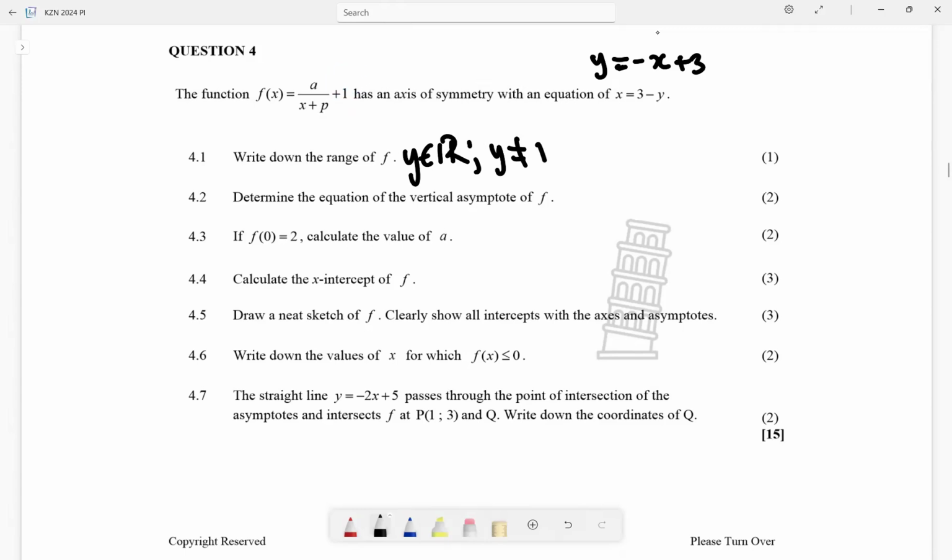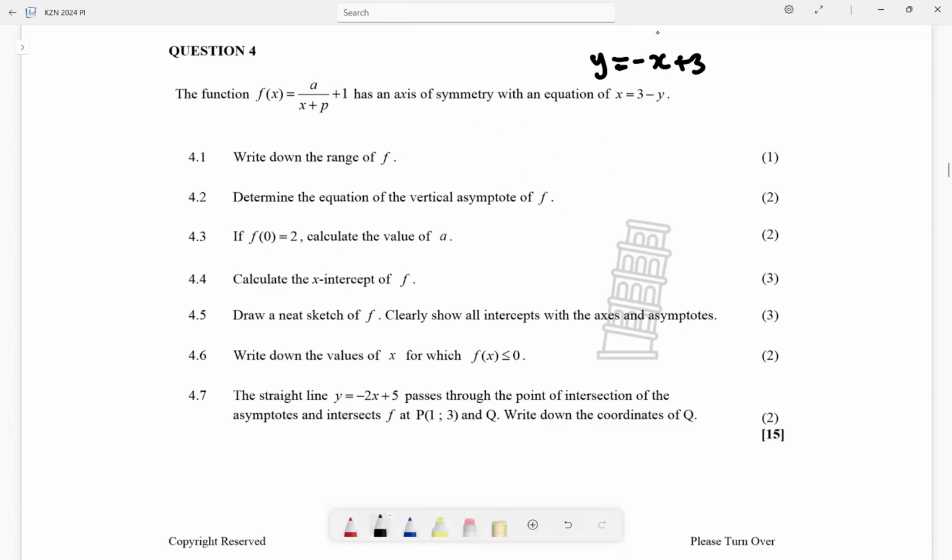If they wanted the domain, you would have said x is an element of real numbers, but x should not be equal to negative p, whatever the value of p is, negative of that. All right, so here's the answer. Or you can say y is an element from negative infinity to infinity, but y should not be equal to 1.